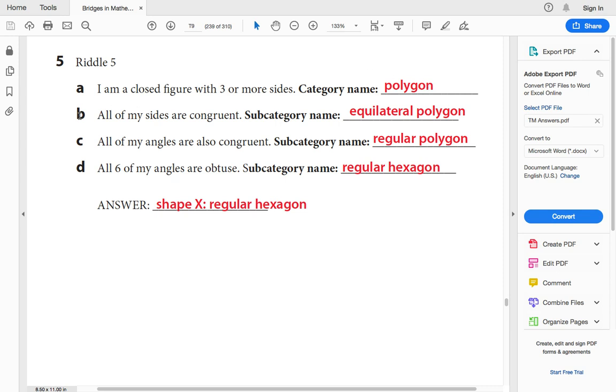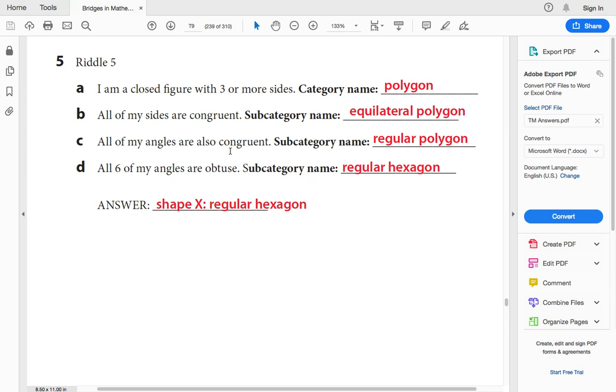So then when I go to B, it says all of my sides are congruent. We know that congruent means that all the sides are equal. So if all my sides are equal, we know that the term for that is equilateral. So that makes this an equilateral polygon. Then I'm going deeper and becoming more specific here. It says C, all of my angles are also congruent.